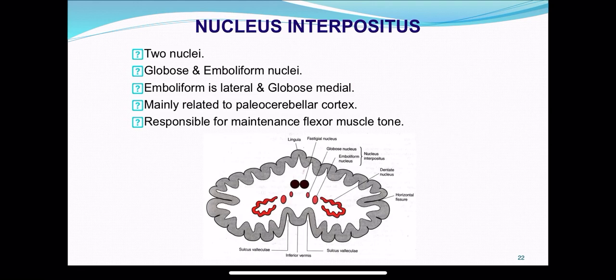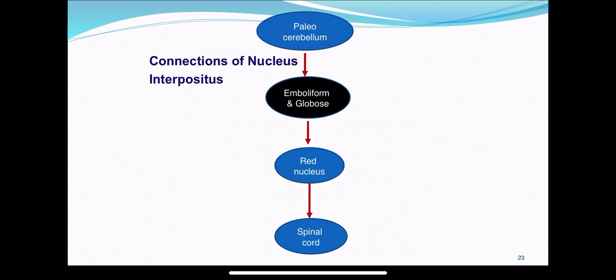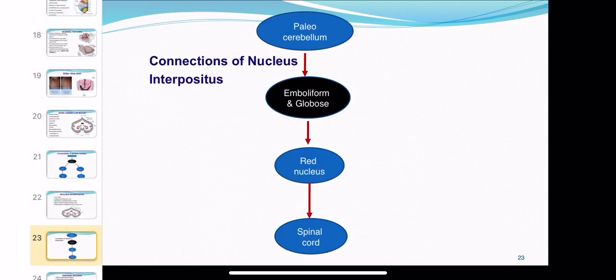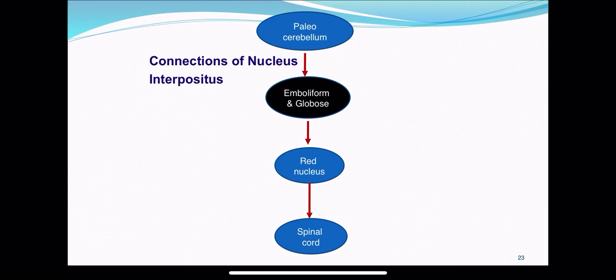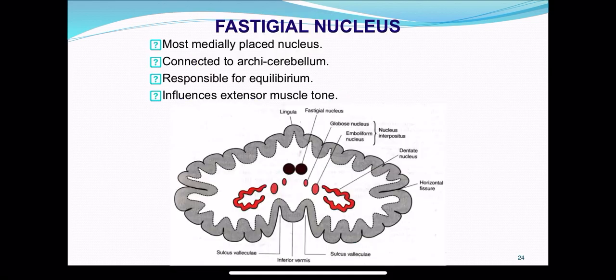Emboliform is lateral and globose is more medial, mainly related to paleocerebellar cortex, so they are responsible for maintenance of flexor muscle tone. The connections of nucleus interpositus: paleocerebellum sends impulses to emboliform and globose nuclei, and these two will process the impulses and pass it on to red nucleus of midbrain, and from there to spinal cord.